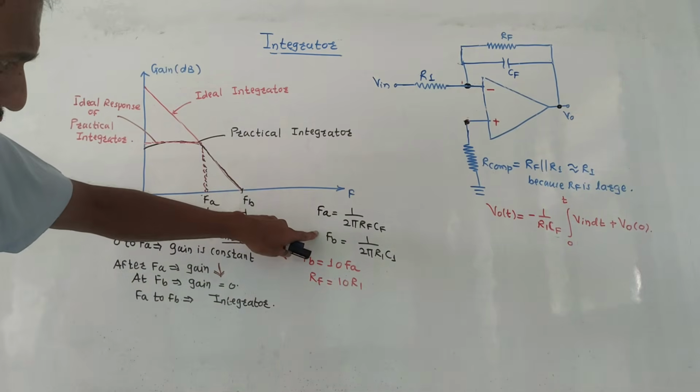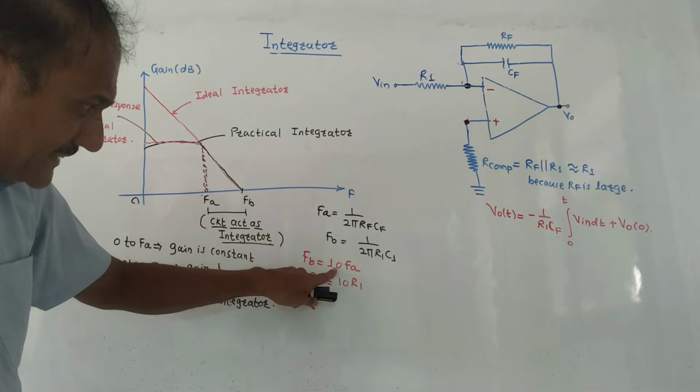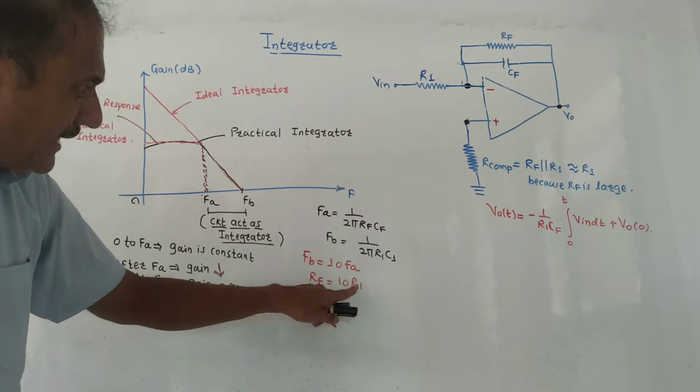Now these are the formulae to calculate FA and FB. Usually for a practical integrator, FB is 10 times FA and RF is 10 times R1.